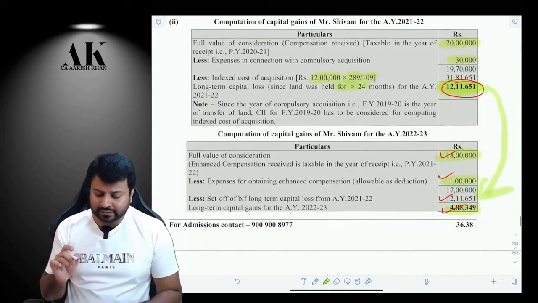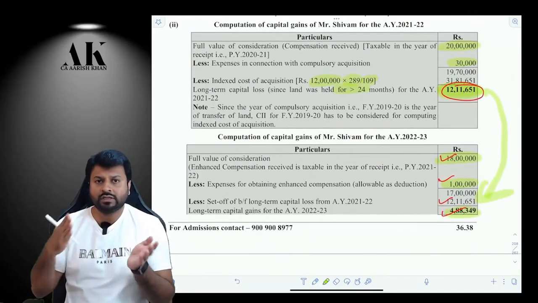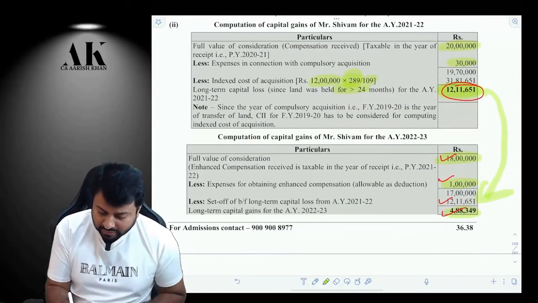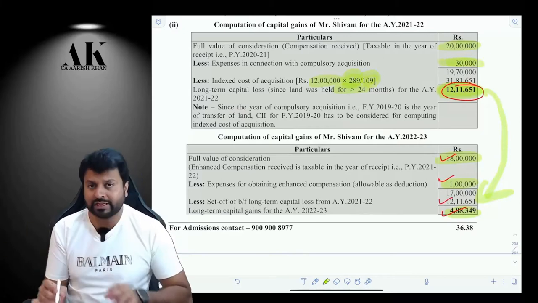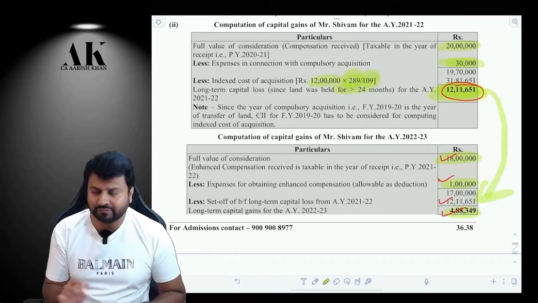Why you will take indexation of 2019? Because you have to take indexation of the year in which the asset was transferred. So indexation of 2019 divided by indexation of 2003, that will come to plus 30,000 rupees. You have to also take expenses of transfer. You come with a loss of 12,11,000.